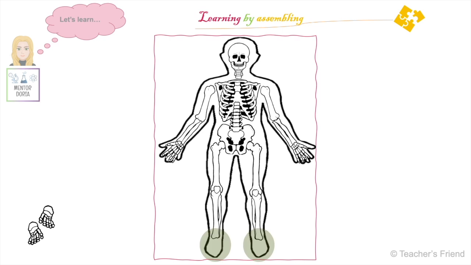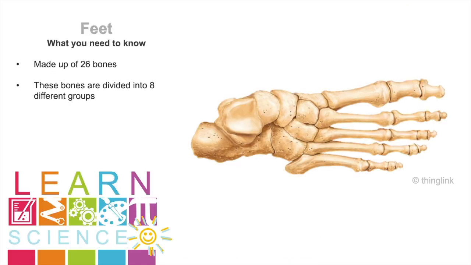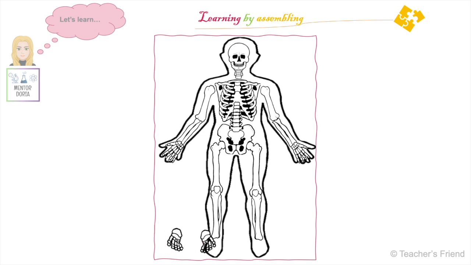And finally, the bones that go on our feet must be these ones here. Like your hands, your feet are also made up of many bones. In each of your feet, you have a total of 26 bones. These bones are divided into 8 different groups. Now we have built our skeleton.